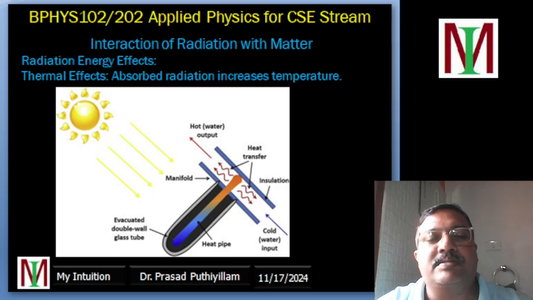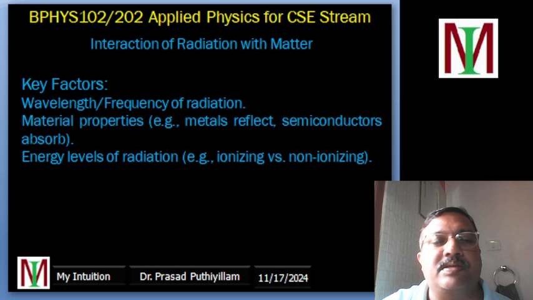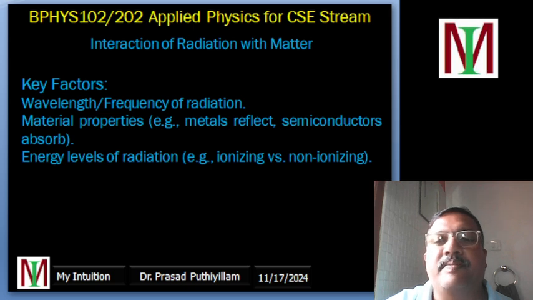Okay, schematic represent how the heat can be taken and converted into the form like sunlight, getting the heat output. Now the key factors which are affecting the radiation or the radiation matter interaction. Still we are on interaction of radiation with matter. So there are several factors, like the first one, that is wavelength or frequency of radiation.